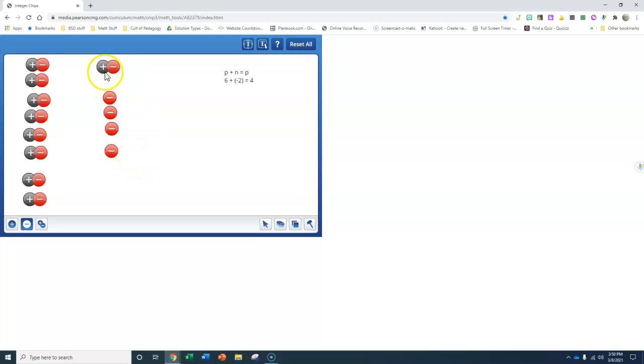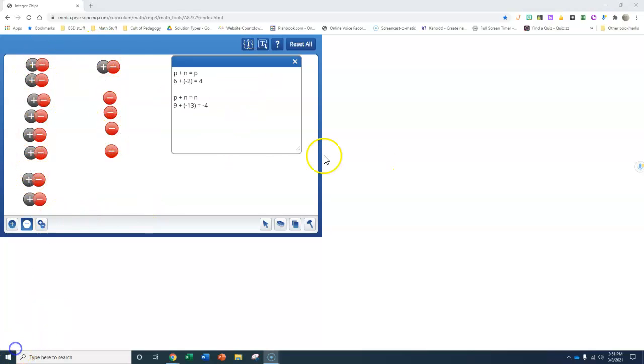So now I have a positive plus a negative that gives me a negative result. So now I can add this to my notebook as an example of positive plus negative gives me a negative outcome, and what I have here is 9 plus negative 13 equals negative 4. 9 positives plus 9 negatives makes 0. 10, 11, 12, 13 negatives total, left over of negative 4.